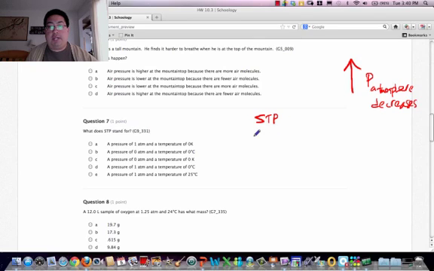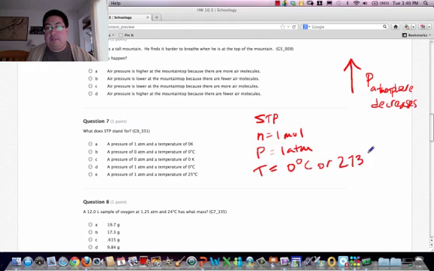Remember, we talked about standard conditions. Remember, the n equals 1 mole. The pressure is 1 atmosphere. The temperature is equal to 0 degrees Celsius or 273 K. And then the volume of any gas under these conditions will be 22.4 liters, regardless of what kind of gas it is. There you go. Moving on.